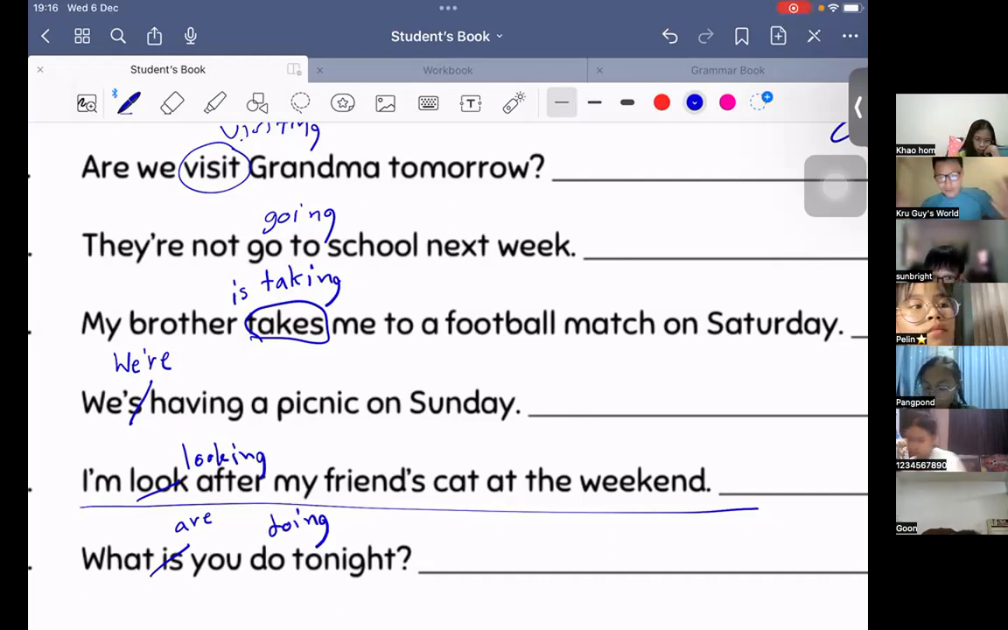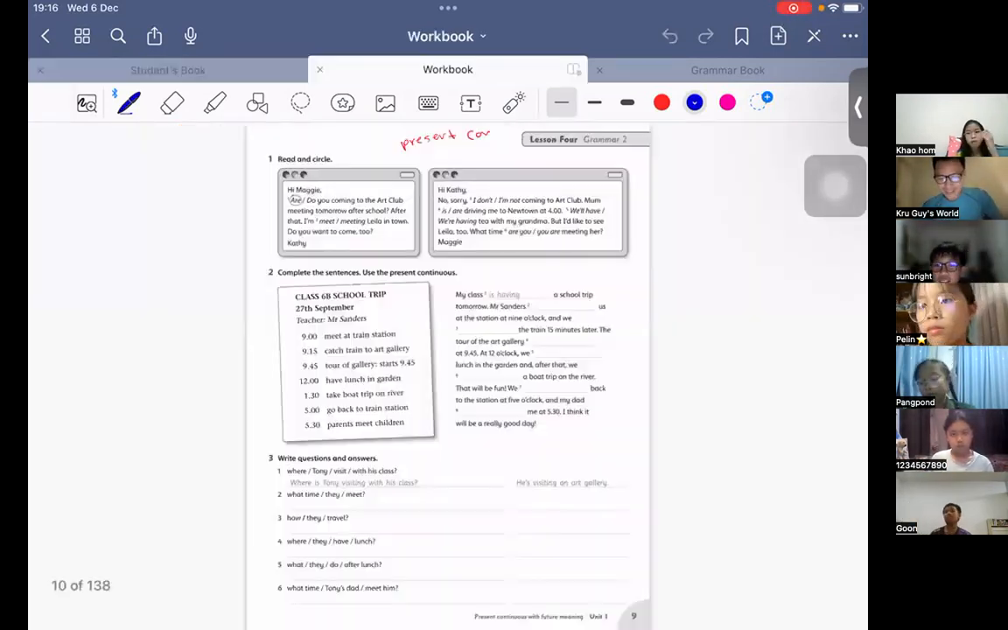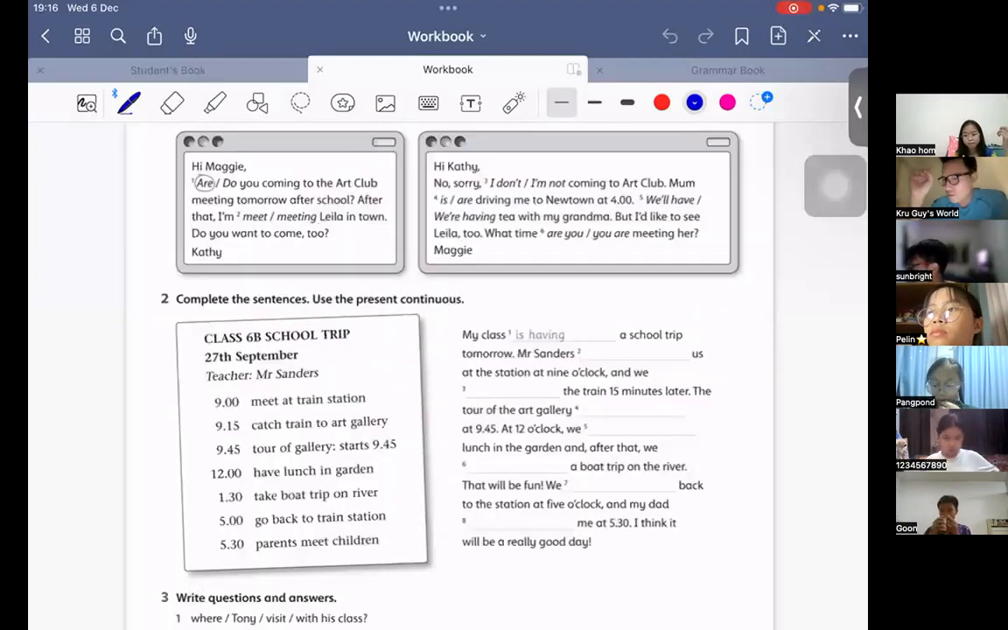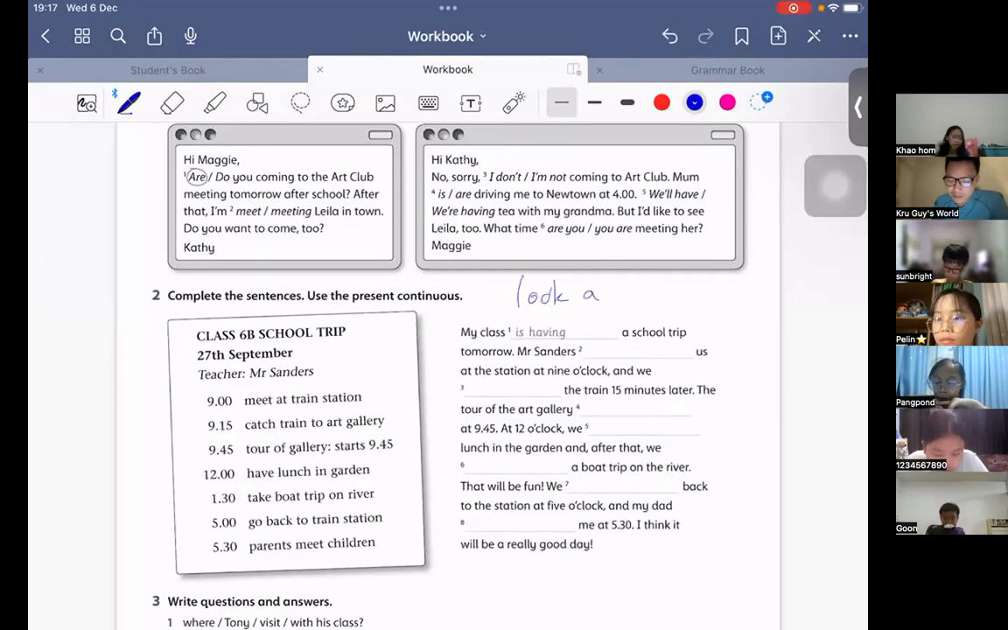Okay. All right. So this is very easy. So then you can look at your workbook. Before that, can anyone tell me what does it mean look after? Yes, taking care. Look after means take care. For example, I'm looking after my cat at home, so I take care of my cat. I'm looking after my grandparents. I take care of my parents, my grandparents.